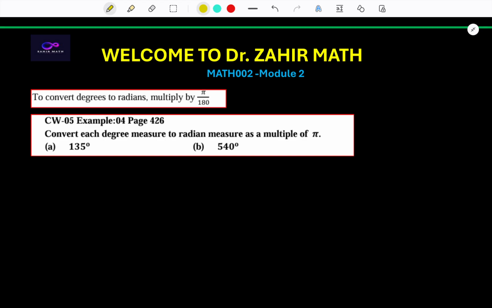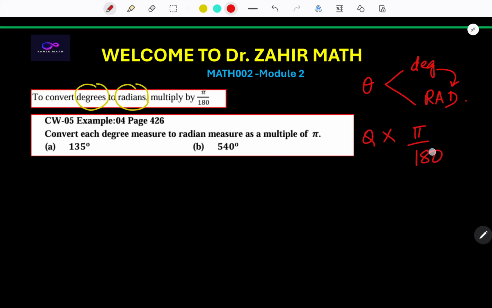The next rule is you are going to convert degrees to radians. I told you there are two kinds of measurement for theta. One is in degrees, another one is in what? Radians, right? So if you want to convert degrees to radians, you have to multiply the question by pi by 180. Just remember, pi by 180.